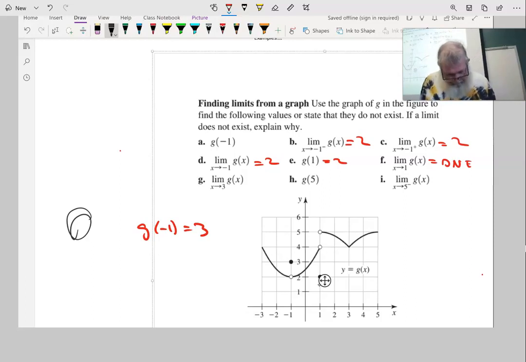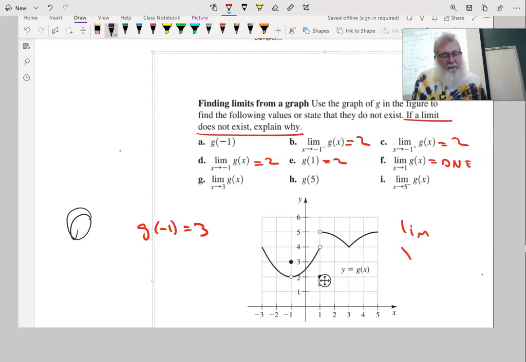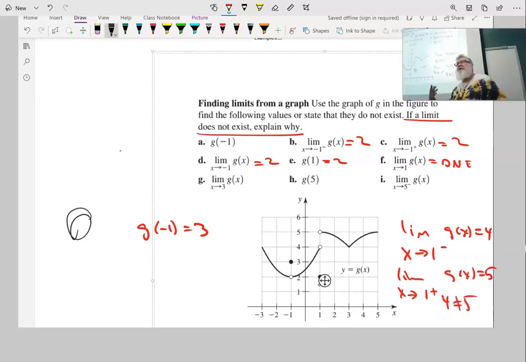Now, let's look here. If a limit does not exist, explain why. So how do we explain why? Caleb. Yep. One of the easiest ways is just to say, hey, the limit as x approaches 1 from the negative side is 4, and the limit as x approaches 1 from the positive side is 5, and 4 does not equal 5. Or you could say the one-sided limits are different values, but somewhere along the way, you should tell me why, just like Caleb did.